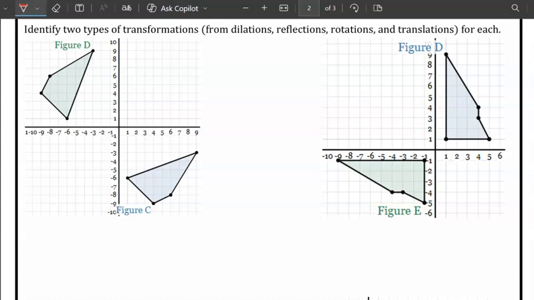Identify 2 types of transformations from dilations, reflections, rotations, and translations for each. From here, let's identify a point and a corresponding point to the other transform shape. This point is 9, negative 3. This one is negative 3, 9. So it looks like we have an inverse here.